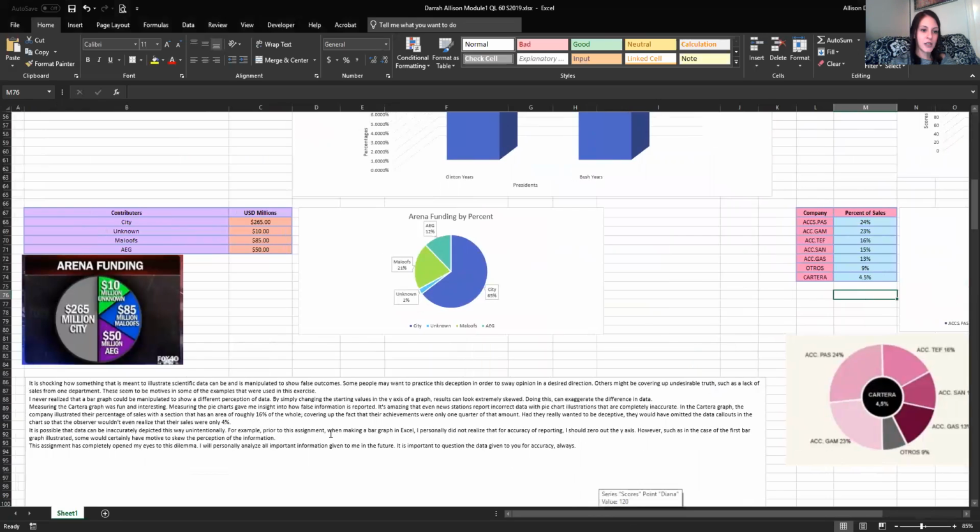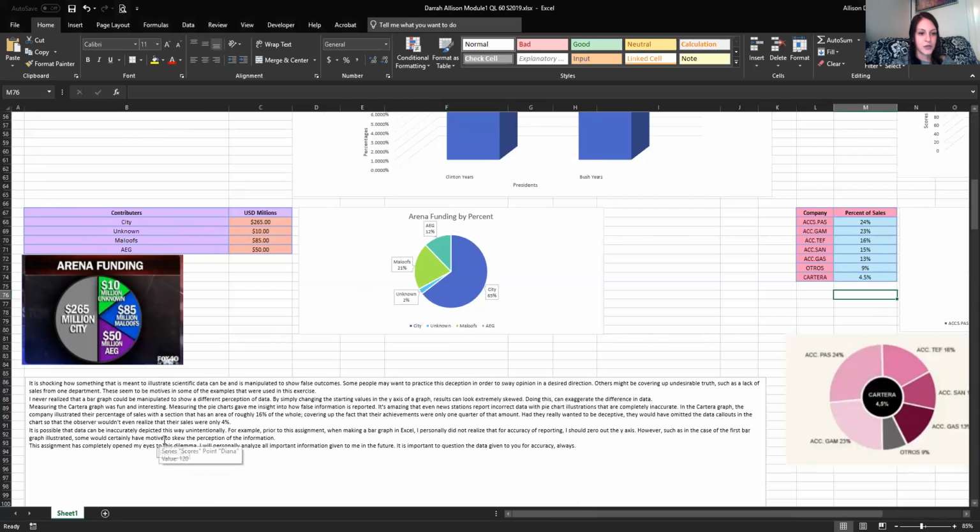So my report was that it is shocking how something that is meant to illustrate scientific data can be and is manipulated to show false outcomes. Some people may want to practice this deception in order to sway opinion in a desired direction, like with the political stuff. Others might be covering up undesirable truth, like maybe the Cartera not selling as much. These seem to be motives in some of the examples that were used in this exercise. I never realized that a bar graph could be manipulated to show a different perception of data. By simply changing the starting values in the y-axis of a graph, results can look extremely skewed. Doing this can exaggerate the difference in data.